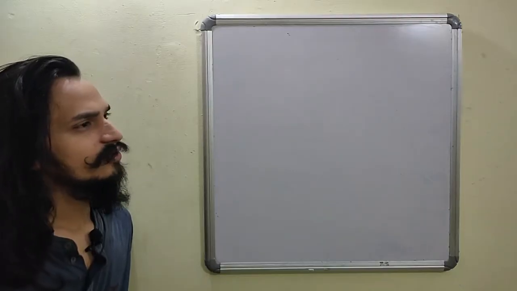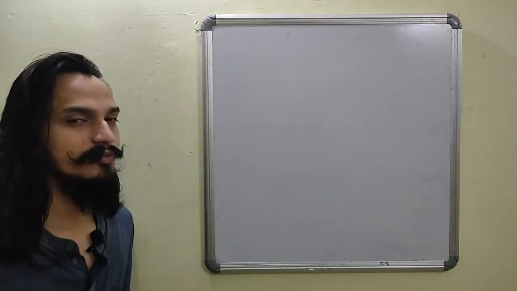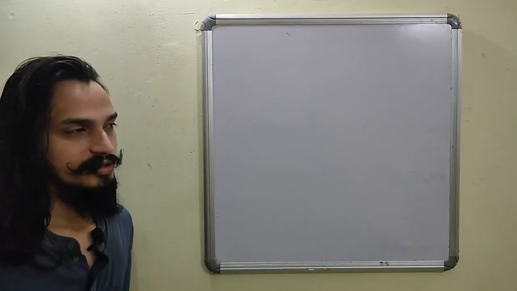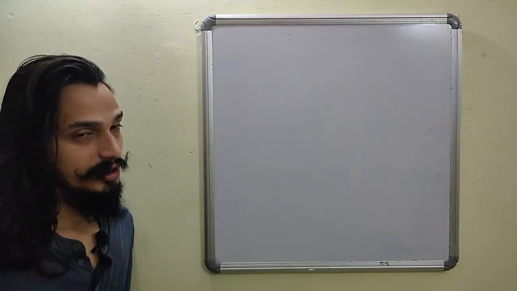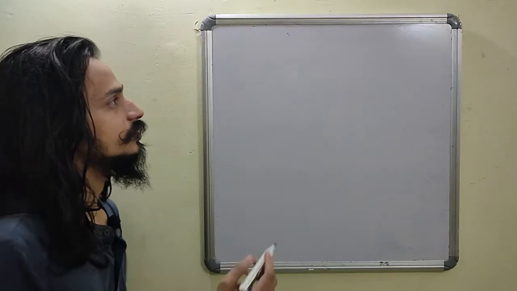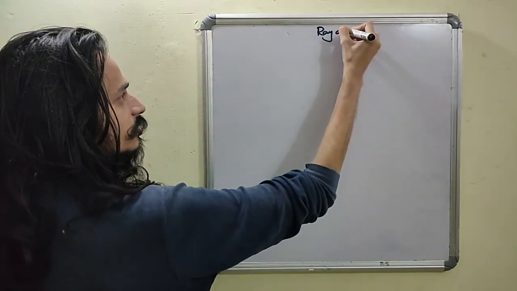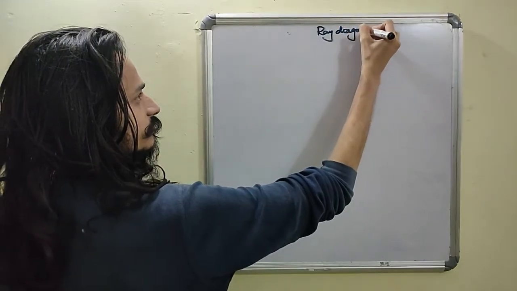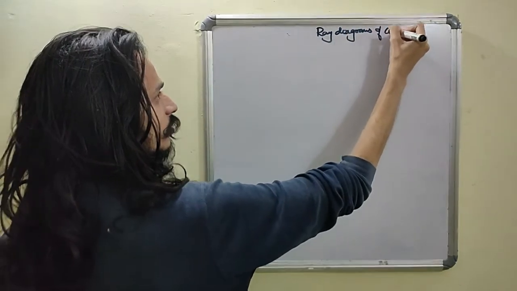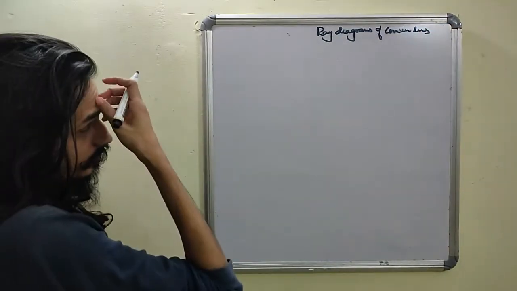Today we are having a few diagrams, half of them. We are going to focus on three. You practice them well, then we can go ahead to the next one. Alright. So this topic is ray diagrams of convex lens.